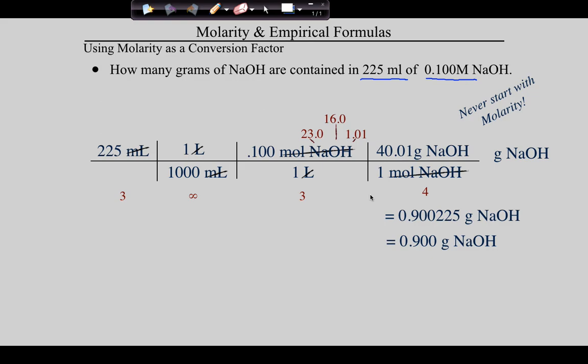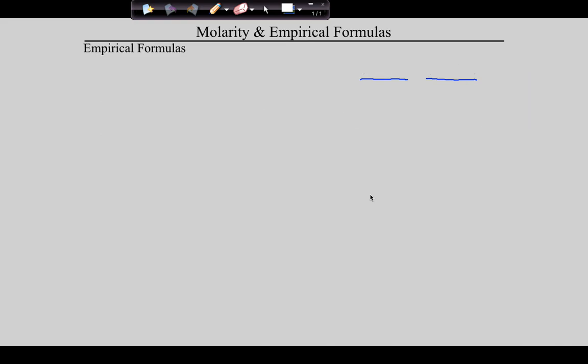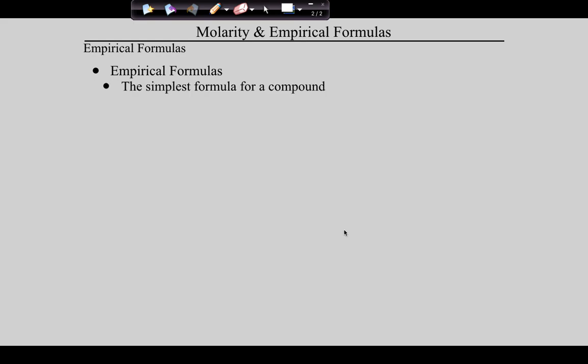Okay. Guys, we've got about 6 minutes left and we're done. This goes fast. Empirical formulas. And by the way, this is the lab that you're going to do next time. Let me define it for you. Guys, an empirical formula is the simplest formula for a compound. It's simply that simple. See what I did there? That's all you need to know. It's the simplest formula for a compound.